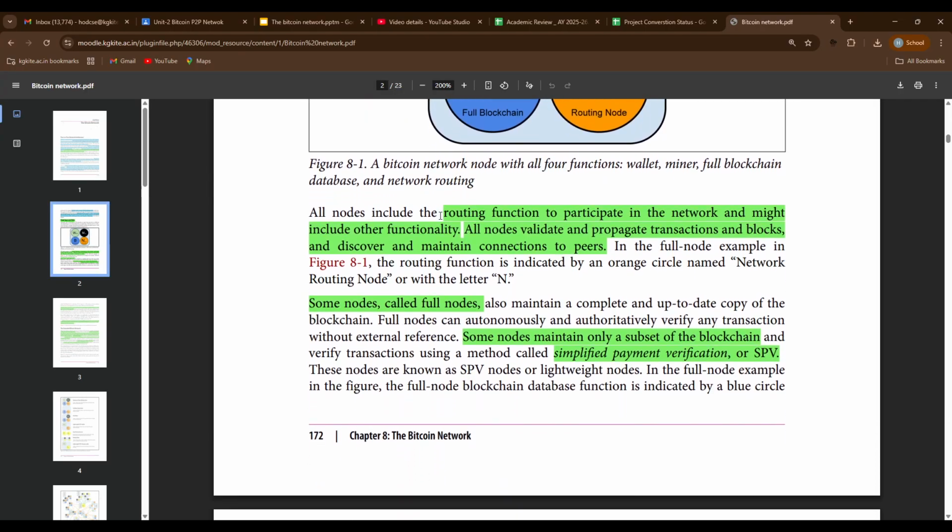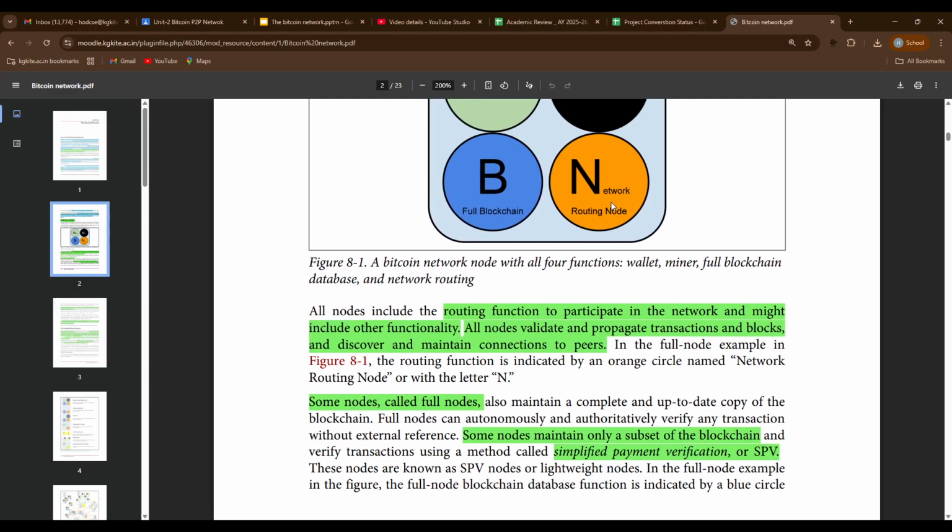All the nodes include the routing function to participate in the network, and it might include other functionality also. Whenever a node joins the network and receives a transaction, it has to check the transaction, that is validation, and once it checks, it has to propagate the transactions and the blocks to the neighboring nodes, and it has to permanently maintain the connection, right? So whenever we say a full node, the routing function will be indicated by this orange circle, and we'll call it a network routing node, or with the letter N.